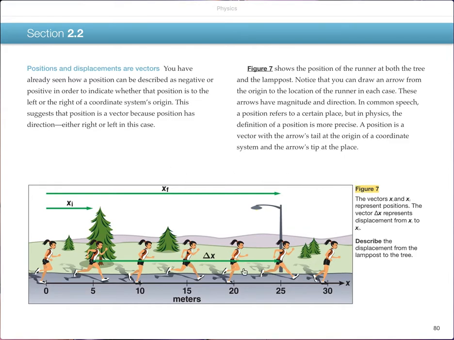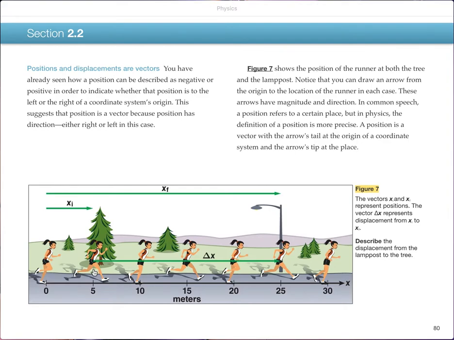Here we see, again, our favorite picture of a runner and position vectors this time. So they show, for example, if the initial position at a point after the race is 5 meters in, then we could draw an arrow from the origin to that position and call it x initial. Suppose later the person is over here at 25 meters, so then we could draw another position vector from the origin to that final position and label it x final.